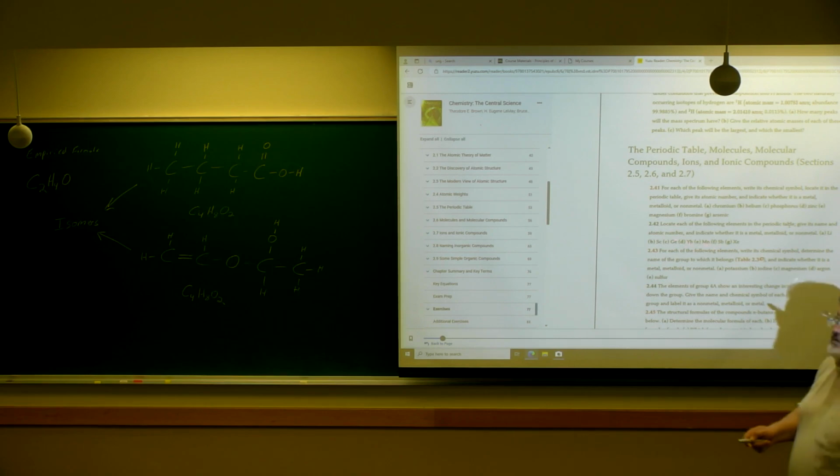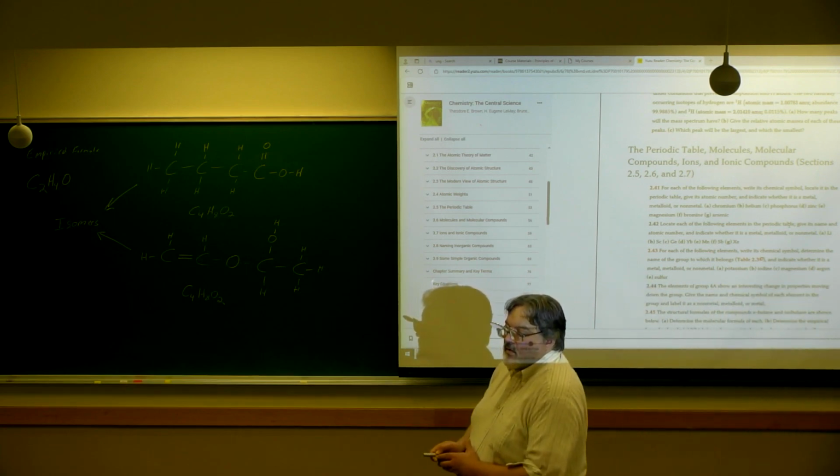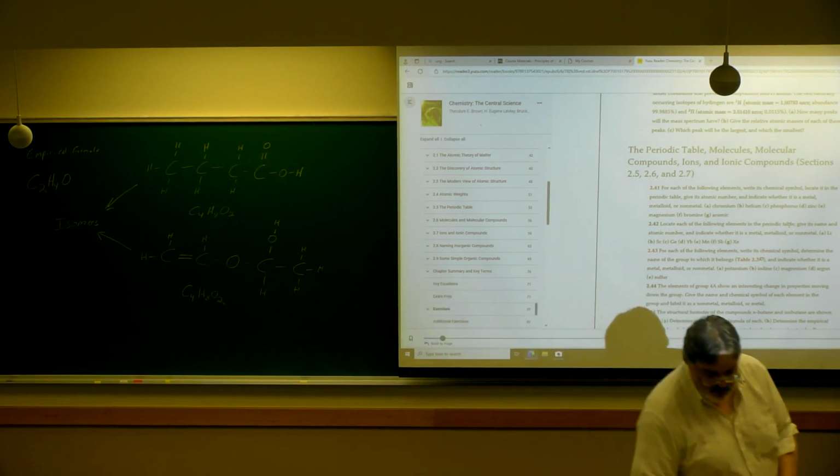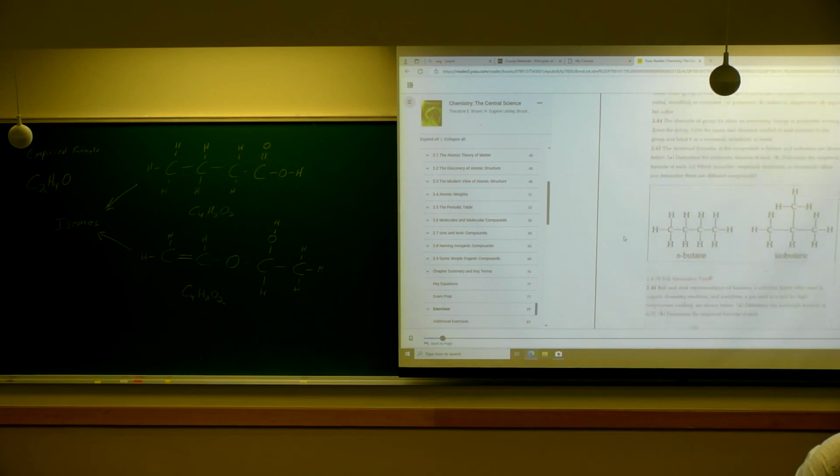Mn, manganese, it's right here. Is that a metal, a non-metal, or a metalloid? Metal. It's a metal. Those are easy questions. We get to the empirical formula stuff. Structural formula is 45. Okay.